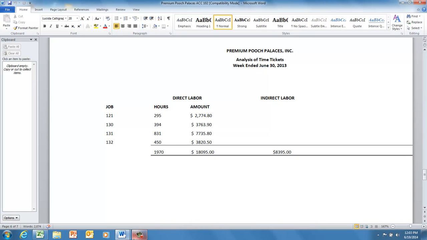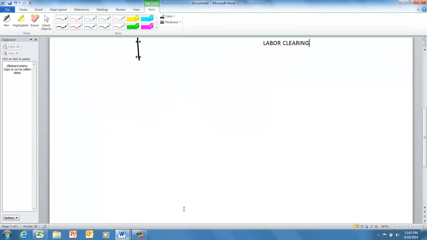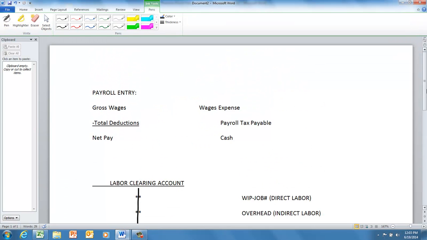So let's take a look at payroll in general. We learned in Accounting 101 that payroll is calculated by first calculating the gross wages based on regular time and overtime, if any, and then subtracting any total deductions from that, and that gives us the net pay, which is how much we're actually going to write that person's check for.